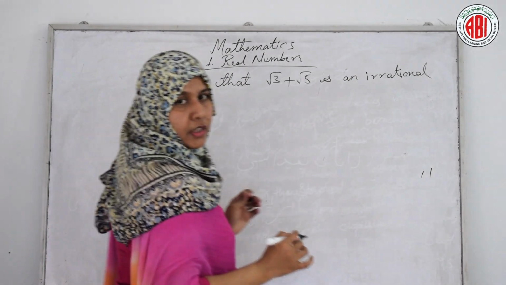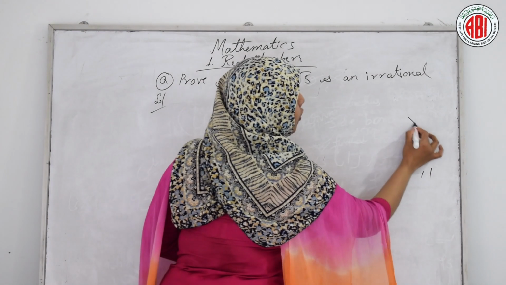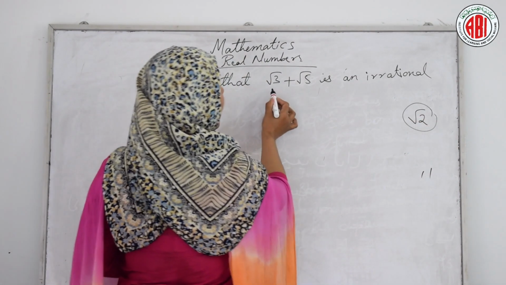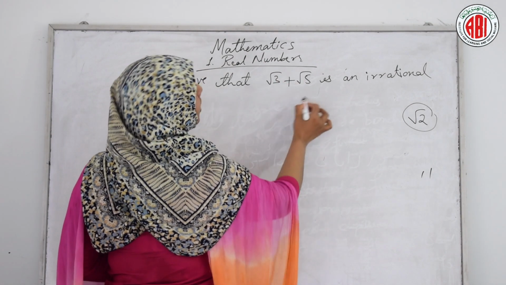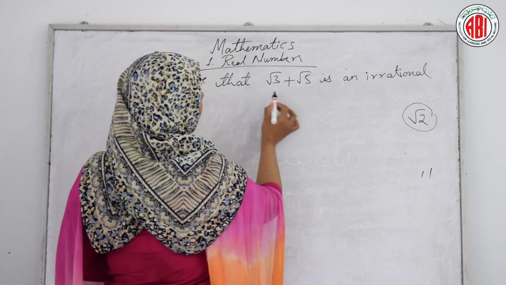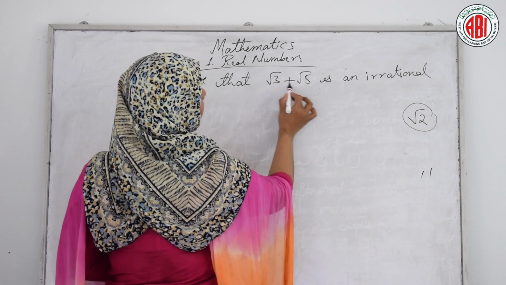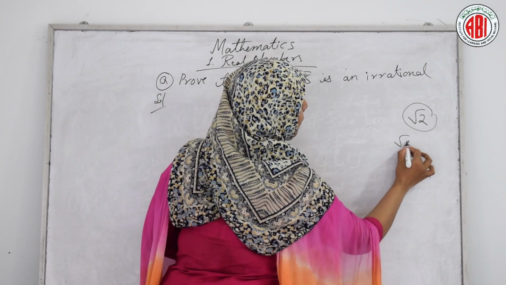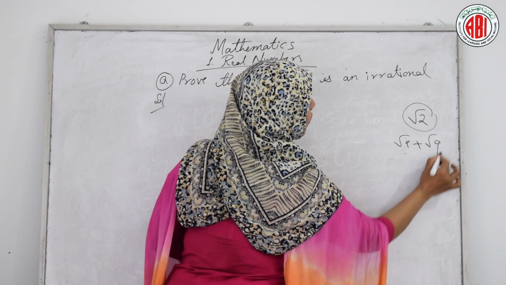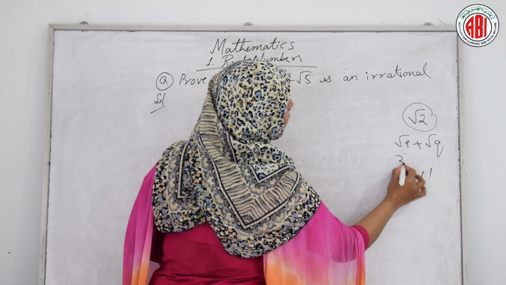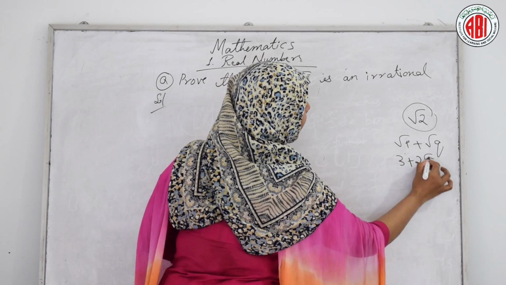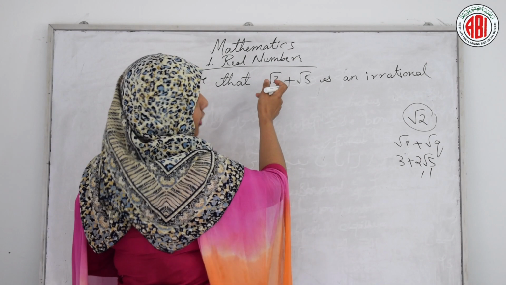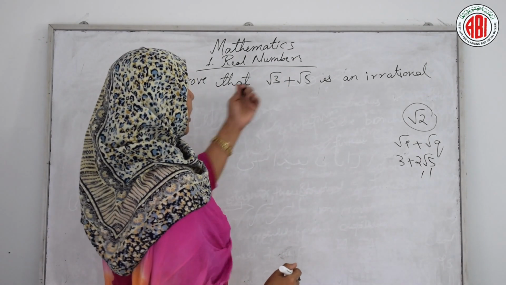In the previous question, we proved that root 2 is irrational. Now, here we have a mathematical expression to prove that it is an irrational number. Not only root 2, here it is root 3 plus root 5. A similar kind of question will be like this: root p plus root q, like 3 plus 2 root 5. This kind of question you can also solve by this method. So this I am doing now.